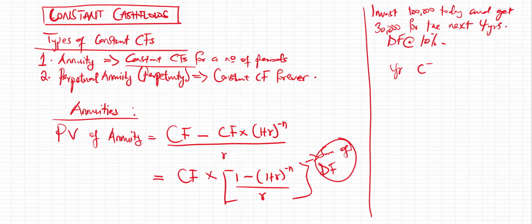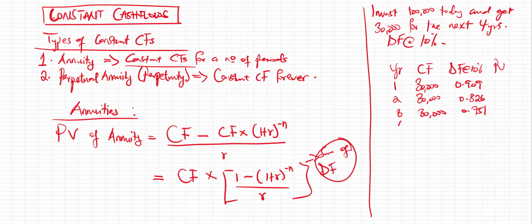If I say year, cash flow, discount factor at 10%, then PV. Year 1, I'm getting 30,000, discount factor is 0.909. Year 2, I'm still getting the same 30,000, discount factor is 0.826. Year 3, the same 30,000, 0.751. And year 4, I'm getting 30,000 at 0.683.